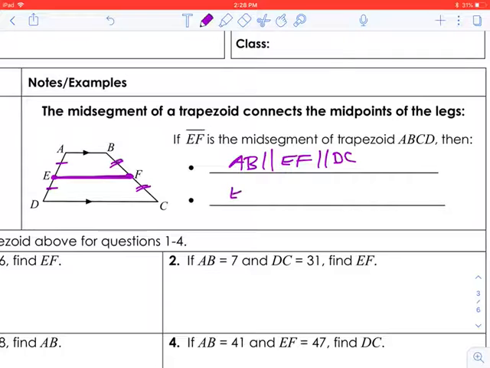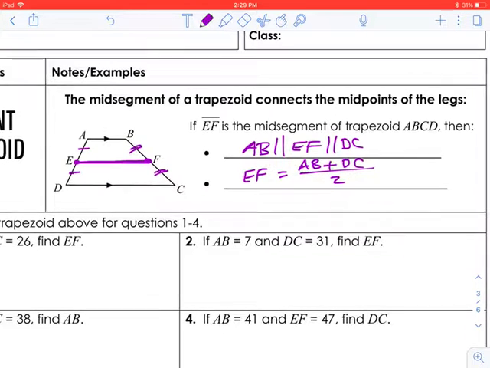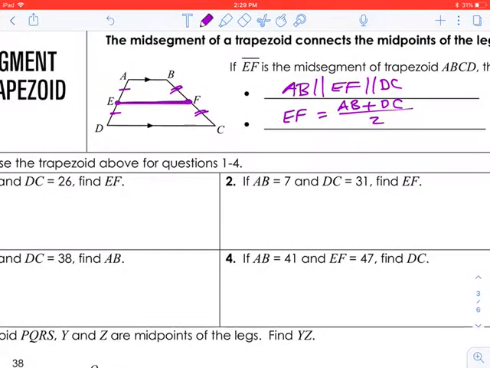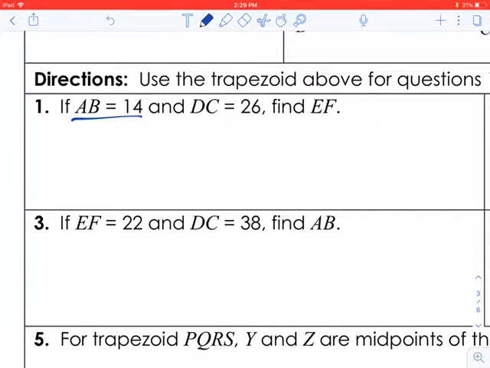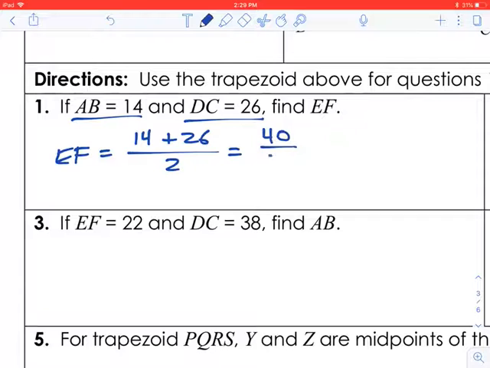And then the other thing is that EF, the mid-segment, is going to be the two bases added together and divided by 2. Okay, so the sum of the bases divided by 2. So with that being said, take a look at numbers 1 and 3. If AB is the top and DC is the bottom, find EF. Well, EF is going to equal those two added together divided by 2. So 14 plus 26 is going to be 40 divided by 2, and so EF equals 20.